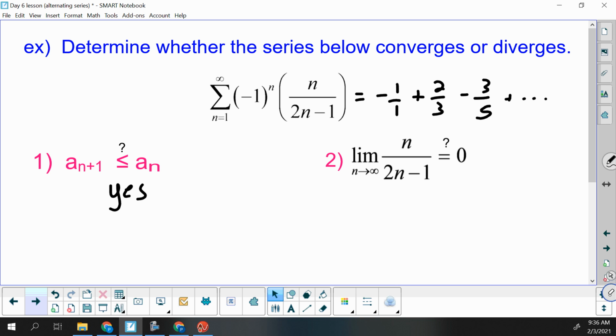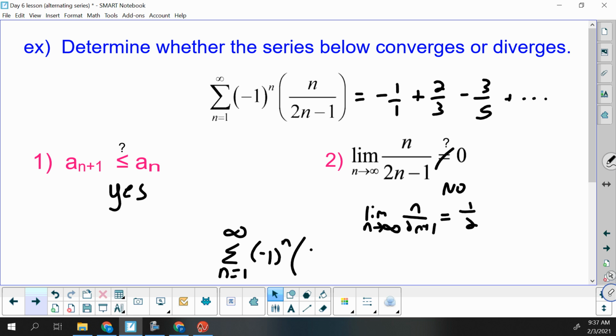And does our limit go to 0? Well, notice same degree, so it'd be the ratio of leading coefficients. So this is no. Our limit as n goes to infinity of n over 2n minus 1 is equal to 1/2. So therefore, we would say that our series n equals 1 to infinity, negative 1 to the n of n over 2n minus 1 diverges by the nth term test.